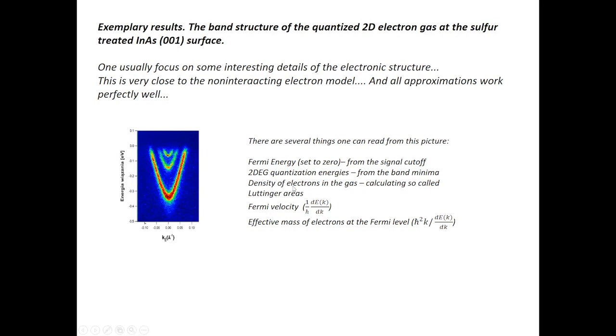So we can calculate the density of electrons in the gas, calculating so-called Luttinger areas. We can figure out the Fermi velocity, performing such a simple operation here on this part of our dispersion relation. And we can also figure out effective masses of electrons at the Fermi level. These are very important for conductivity phenomena.